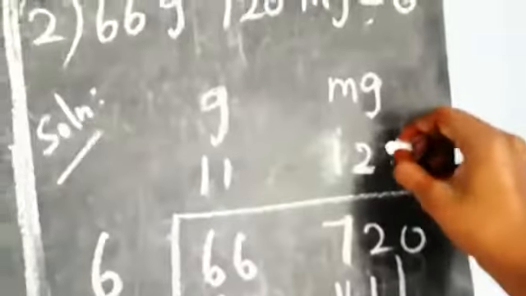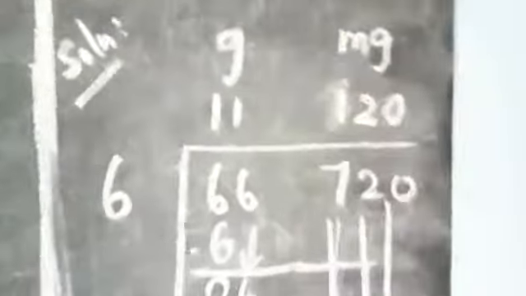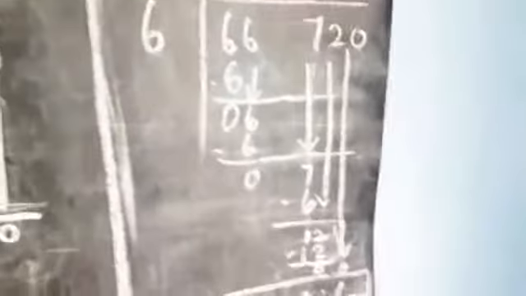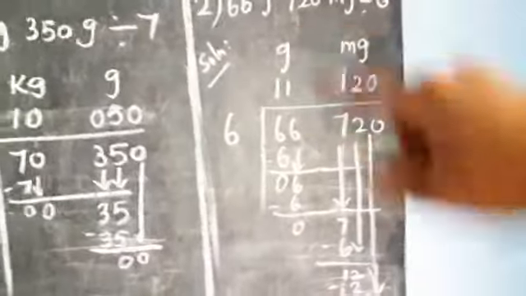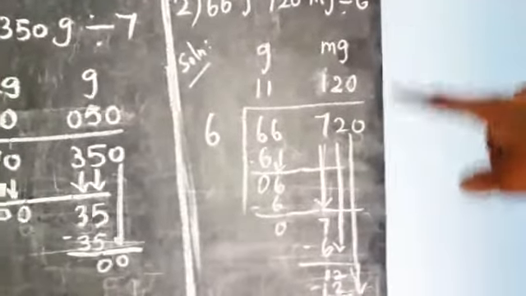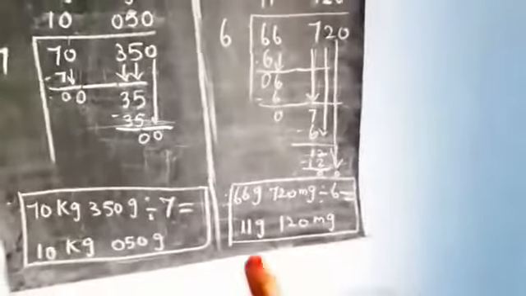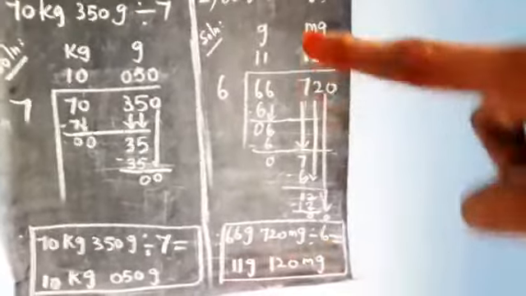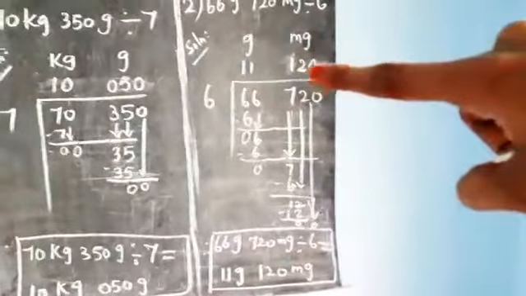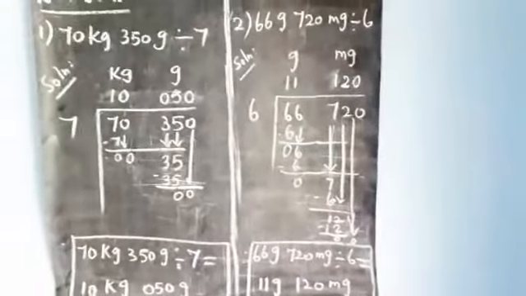12 minus 12, 0. Now bring down the 0. Write 0 in the quotient also. The remainder also comes to 0. Write a 0 in the quotient also. Therefore, the answer is 11 gram 120 milligram. Therefore, 66 gram 720 milligram divided by 6 is equal to 11 gram 120 milligram.